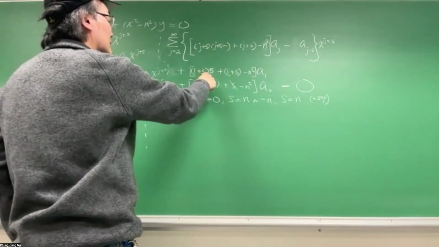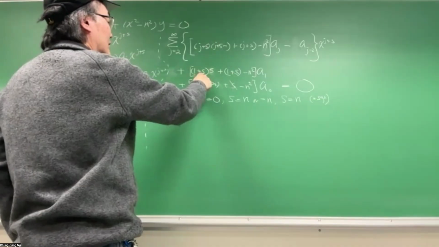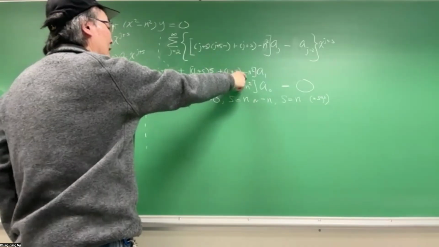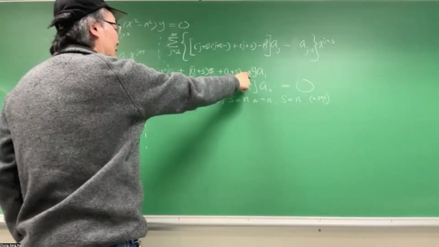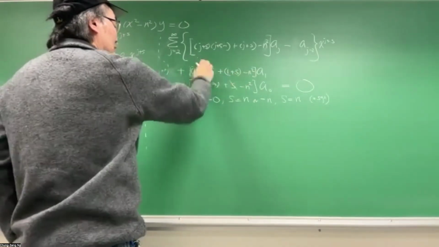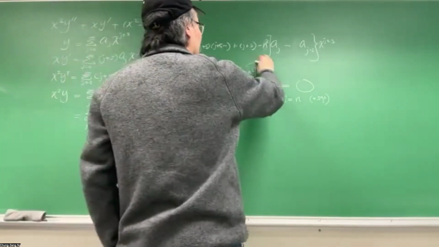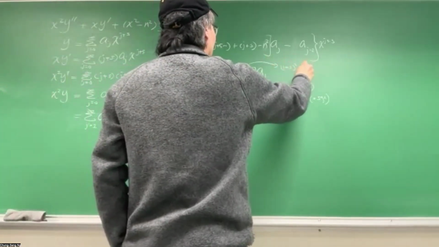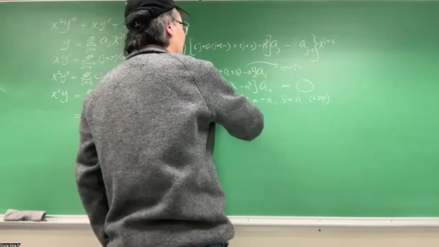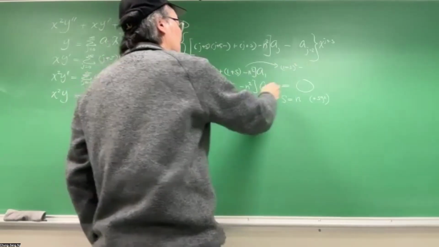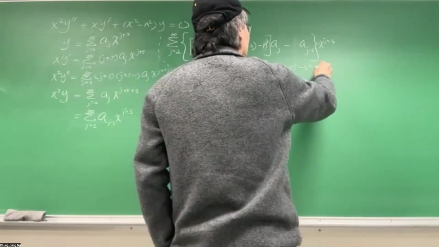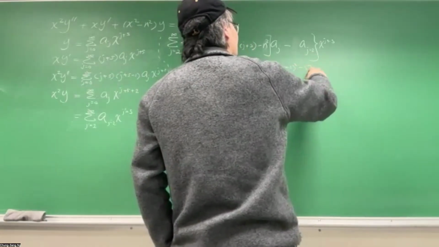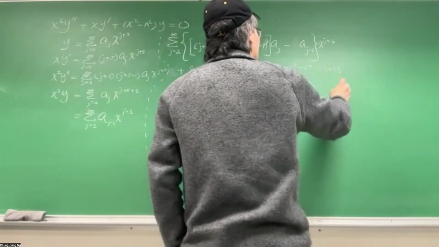So 1 plus S. This is like 1 plus S squared, actually. 1 plus S times S plus 1. So 1 plus S squared minus N squared. N squared is S squared. This bracket is 1 plus S squared minus N squared. We substitute S squared for N squared. So the square terms cancel, and the coefficient is 1 plus 2S.